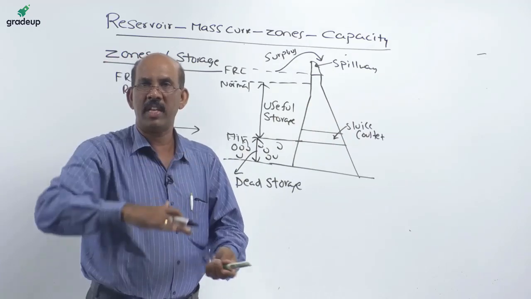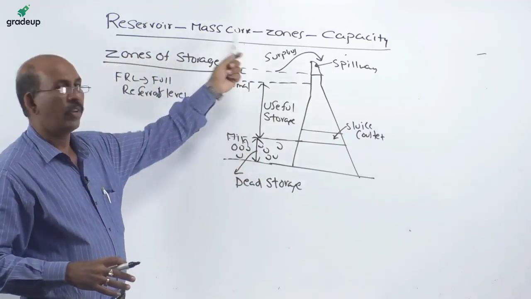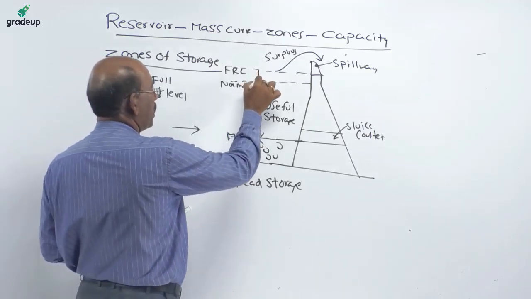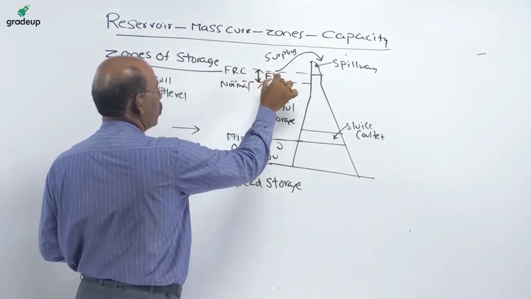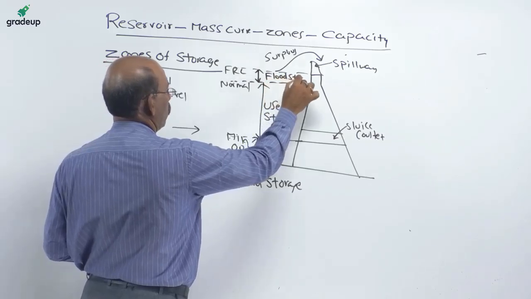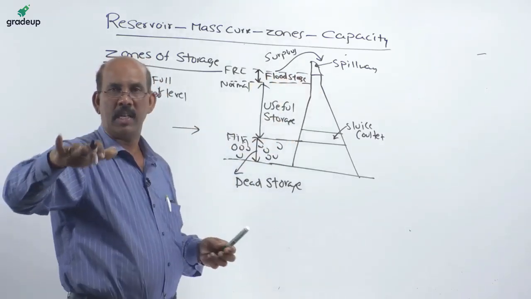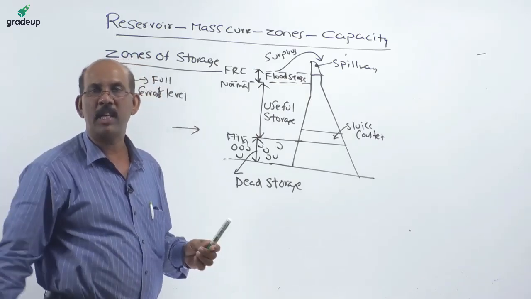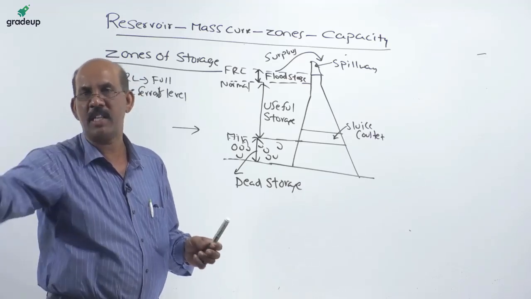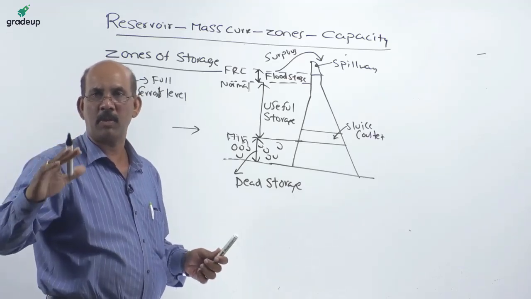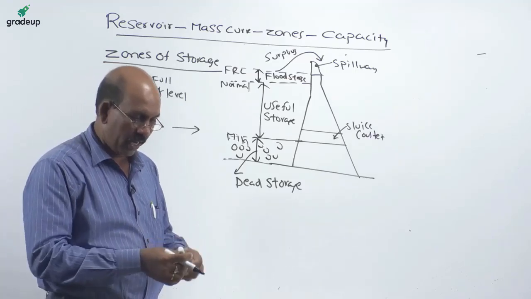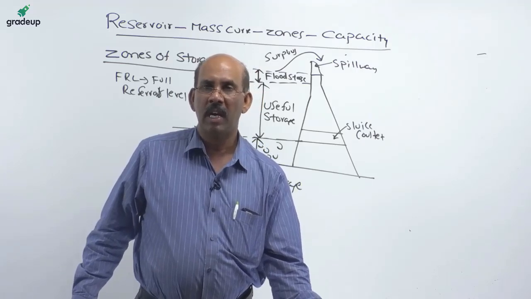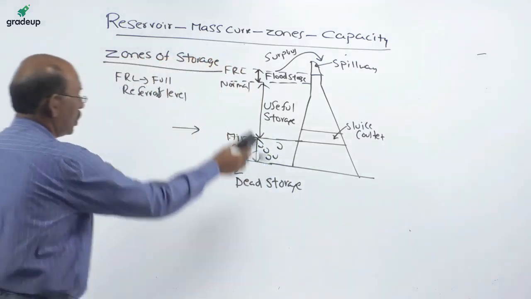So these are the various zones which we have: dead storage, useful storage, and this zone is known as the flood storage. During the floods, excess water is stored, and beyond FRL we lift the gates and release the water. Coming to these zones, the various definitions related to dead storage and minimum drawdown level. Let me explain these storage spaces.